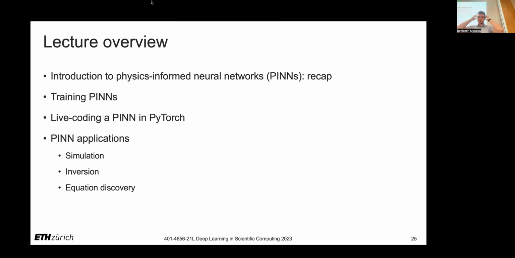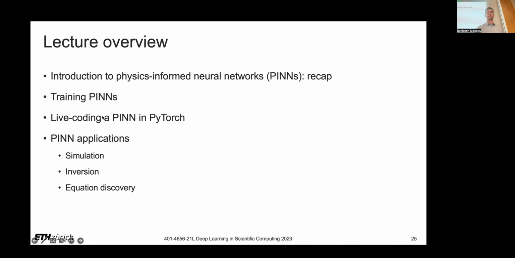Okay, we're going to get started again, everyone. So I gave you a recap of what PINNs are, and then I told you a bit more about how we actually compute gradients of PINNs, and I live coded a PINN for you as well.